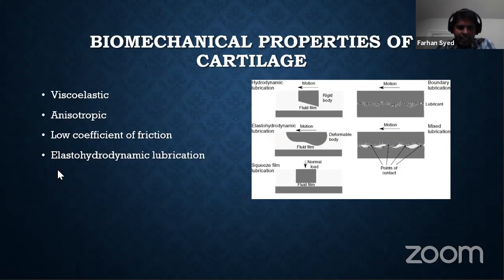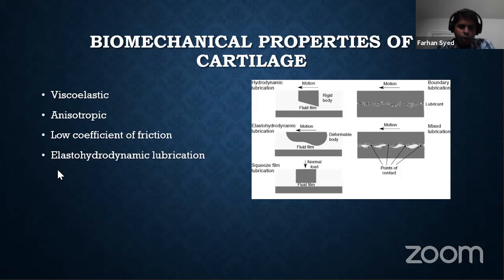Biomechanical properties of the cartilage. Cartilage is viscoelastic, just like bone, which means it has viscosity and elasticity. And three important properties of being viscoelastic are: one, it has creep; second, it shows stress relaxation; and third, there is hysteresis. Hopefully we will get an opportunity to discuss these properties in future webinars, where we can go through each of these properties to understand them better.